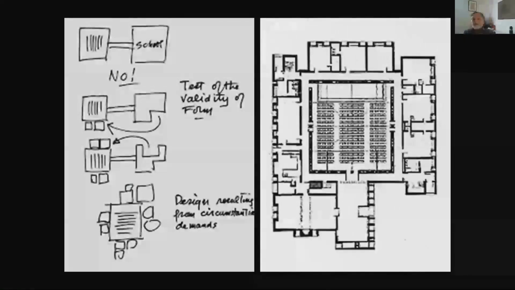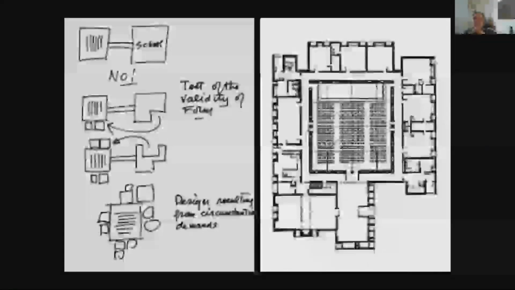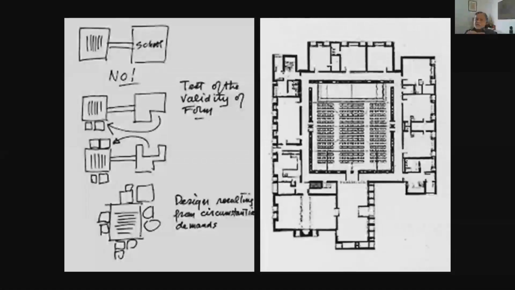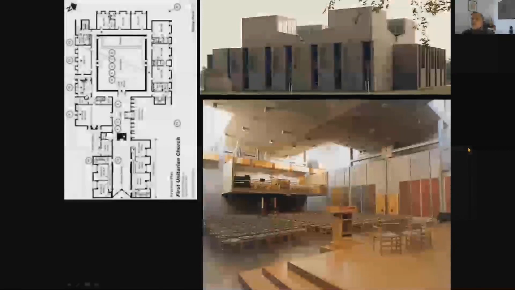This is the first project at which he, for the first time, distinguished between form and design. Form remains constant. Design emerges out of attending to the circumstantial requirement of human activities. So he writes here, test of the validity of forms and design resulting from circumstantial demands. So ultimately, the church actually has all kinds of things here that satisfy each and every demand, but all of these are different. So this is how the church looks.